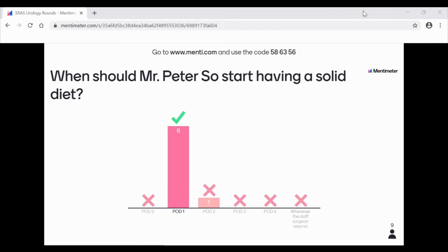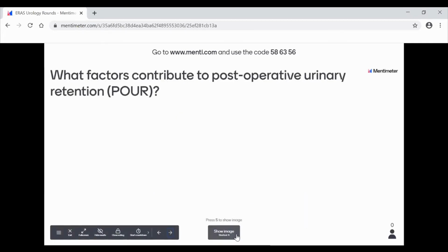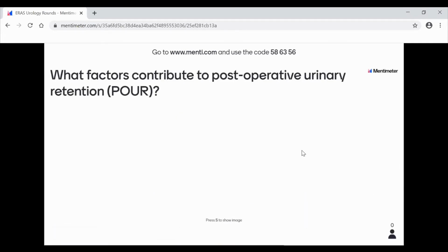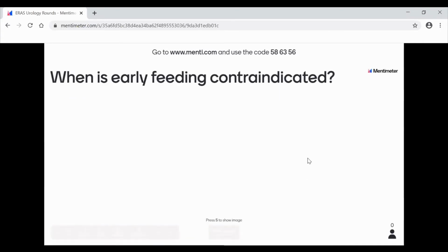And then one more question on Menti. This one is a word cloud. So you can type in your answer here. Here we go. So when is early feeding contraindicated? We have a lot of questions around this across groups, across surgical specialties. So we just want to get your guys' thoughts.